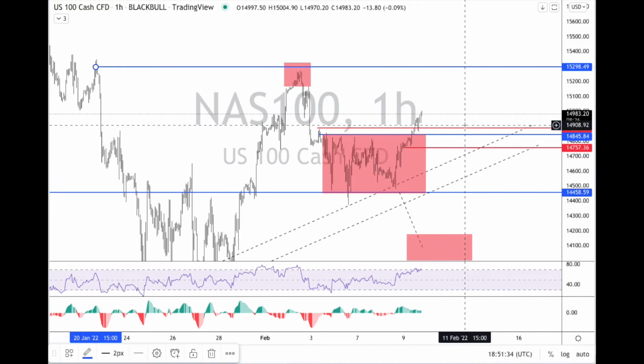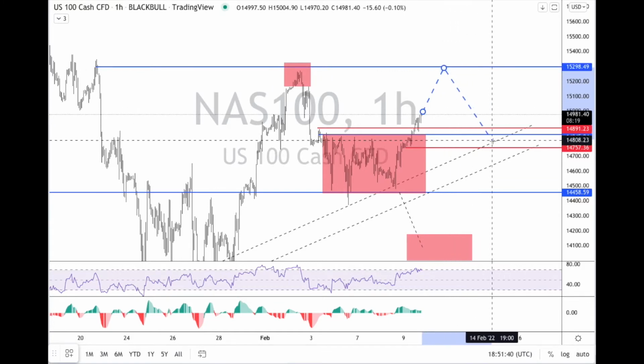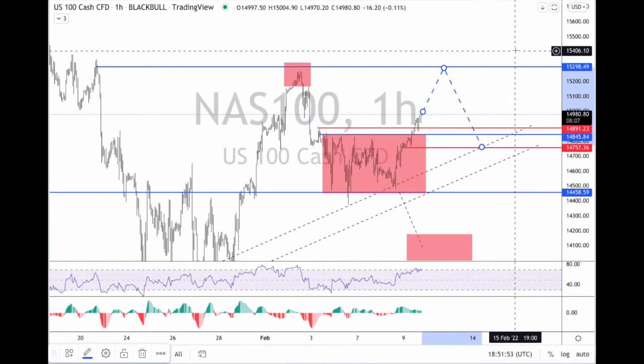And if it does a pullback, so if it does something like this, and then comes back down again, because I think this area will be a resting place for it. Then cool, fantastic. We jump back in again, and we ride it back up to the upside.